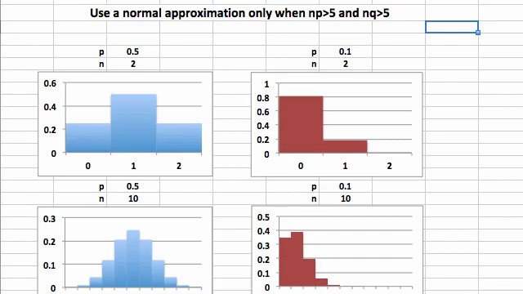Today we're going to have a quick look at the normal approximation of the binomial distribution, because there was a really great question that was raised this week and I want to delve a little bit more deeply into it.